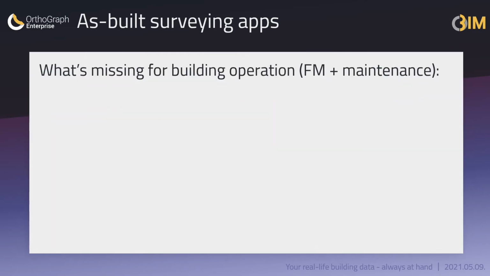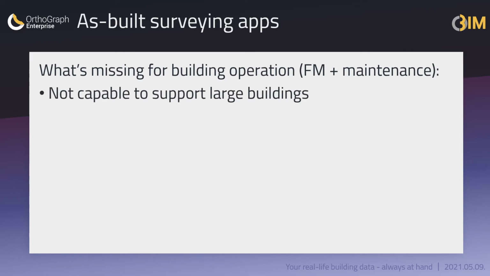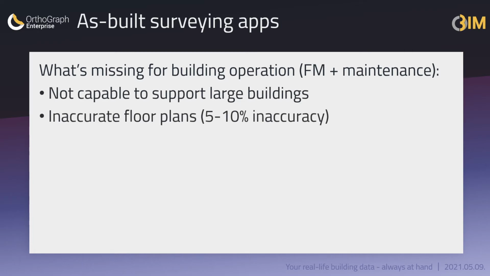What's missing from the as-built surveying apps that facility and maintenance management needs? The most important is the lack of support for large properties. Adding inaccuracy to it, where for example a 2% deviation in rental area sums up, over the 30 to 50 years of the building's operational period, to an amount that is comparable to the total construction cost of the building.